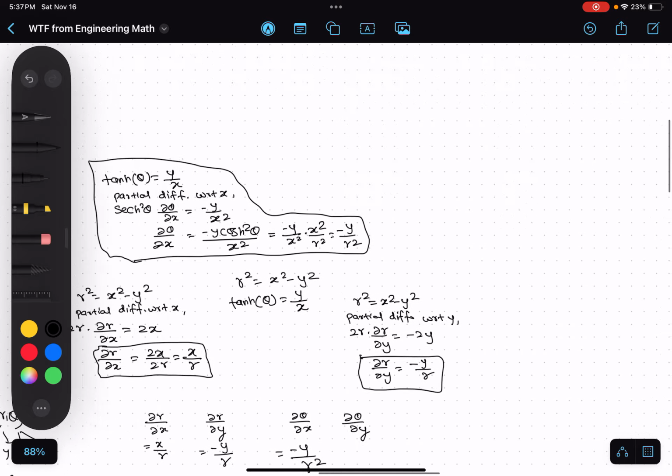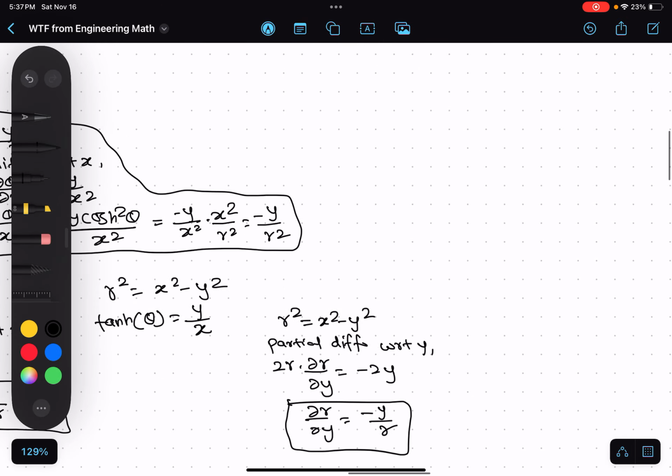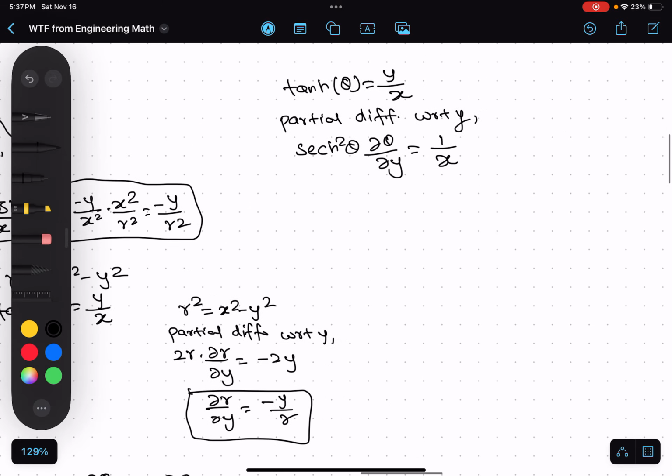Now we want to find partial theta by partial y, right? So we know that tanh theta is y by x. Now if I partially differentiate, this will just be sech square theta times partial theta by partial y, which will just be equal to 1 by x. Sorry, I'm not doing it with respect to x, but with respect to y; already done with respect to x. So this will just be 1 by x, right?